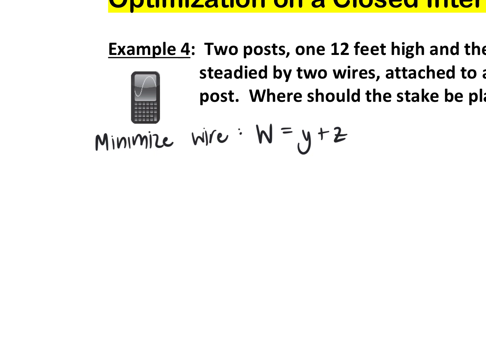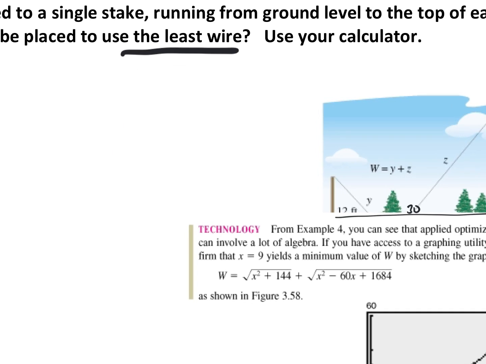Okay, but I need to use those other numbers to help me figure out what I'm going to plug in for y and z so that I only have one variable. So I'm going to draw another little picture here. This is my small triangle, where this is 12, this is y. I've got another larger triangle. So I'm going to label this z, and then this was 28.